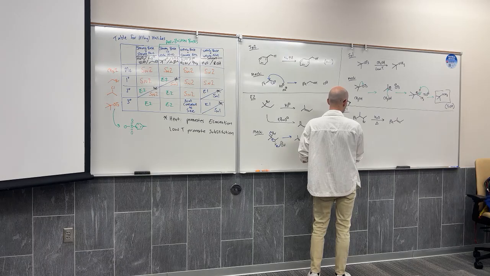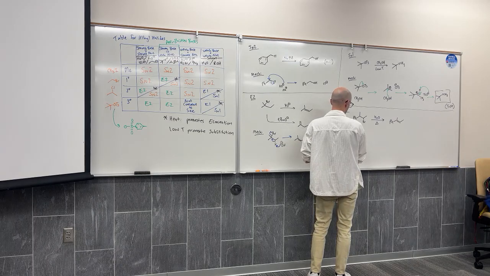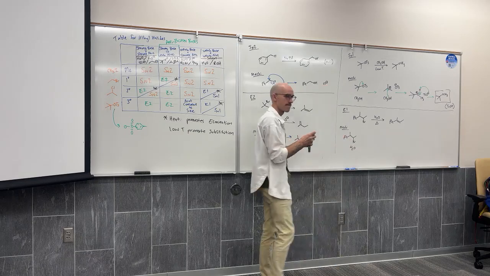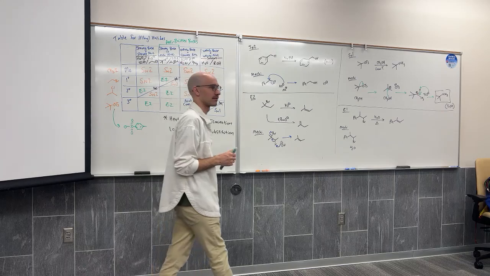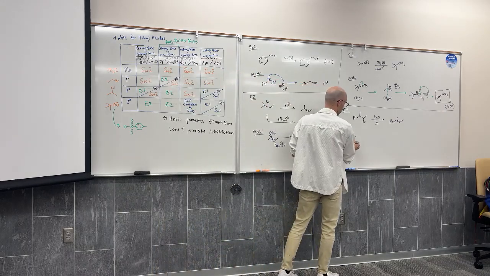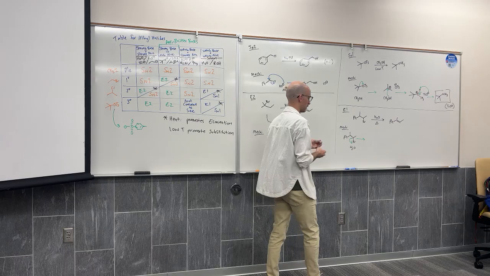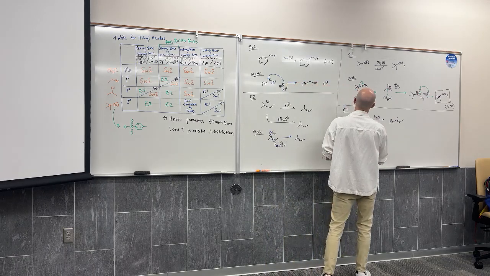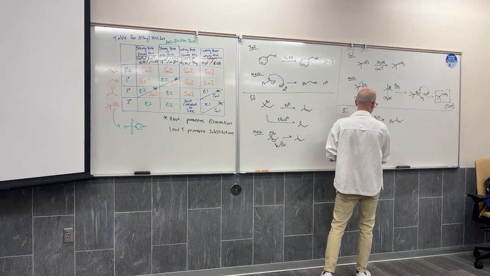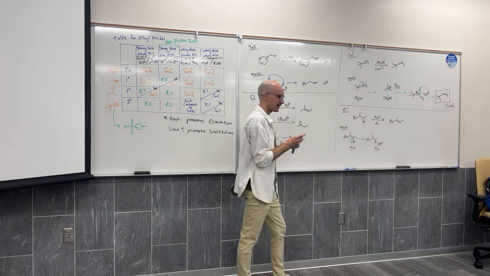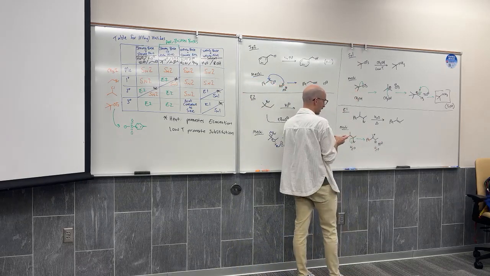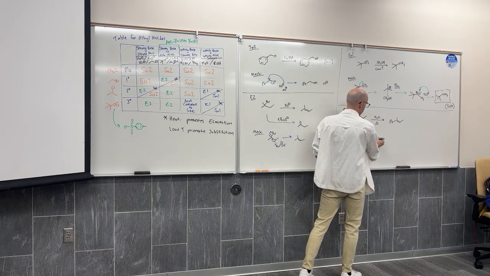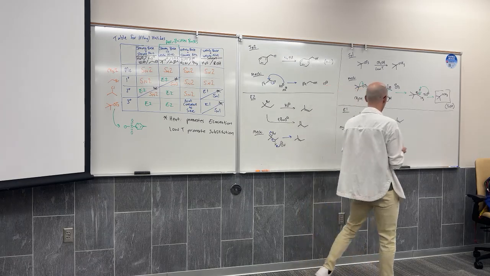What's the first step of my mechanism for E1? That's right. The leaving group leaves. Carbocation forms. Same as SN1. Now that I've formed this carbocation, I need to consider whether it's in the most stable spot. And in this case, it's not. It's adjacent to a more stable spot. So there's a good likelihood that this carbocation rearranges before the elimination actually takes place.